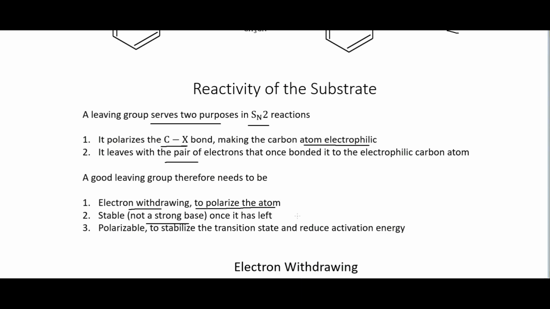So, that's why the halogens are often used as leaving groups, because these halogens, like the chloride here, is perfectly happy, especially in a polar, and especially a protic polar solvent, just being negatively charged like that. And so they are very weak bases, and so they work well as leaving groups. So the leaving group also has to be polarizable to help stabilize the transition state and reduce the activation energy.